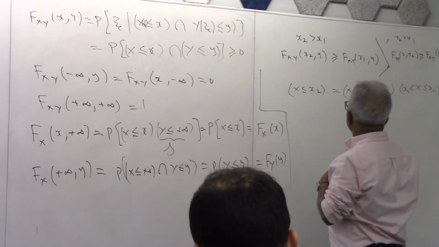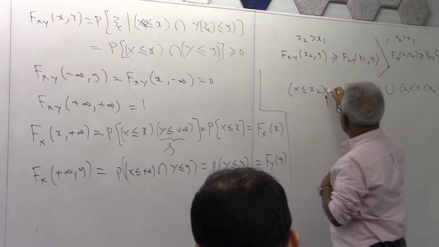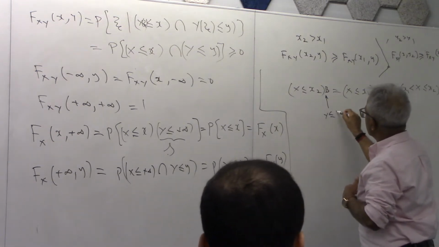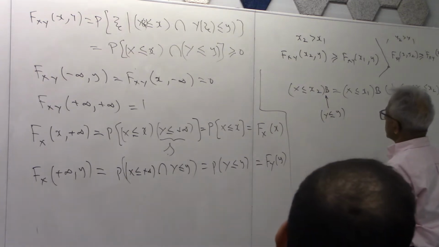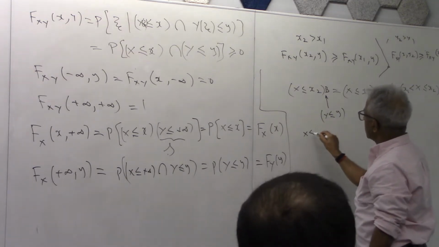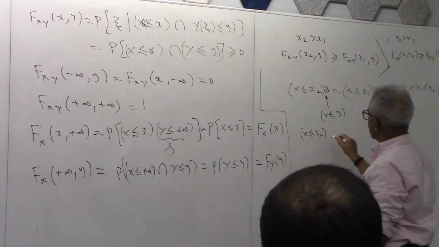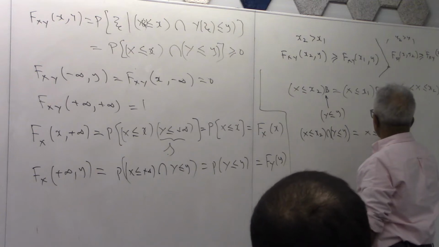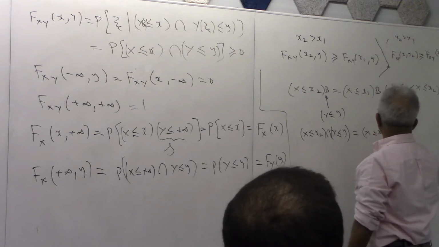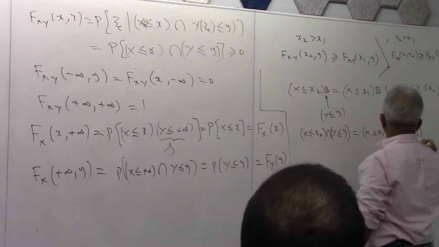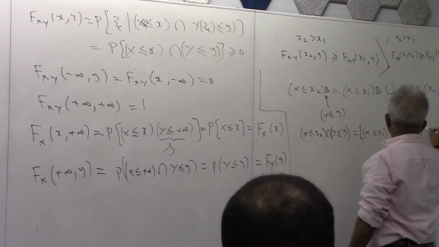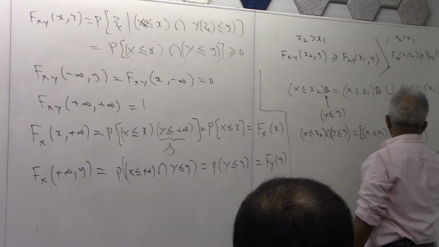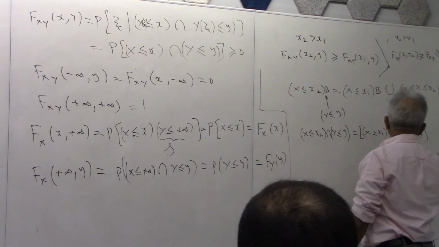So now let me take the intersection with B here. I'm going to call this B, where B is y less than or equal to y. So what do you get? Let me put it together. You get x less than or equal to x2 intersection with y less than y equals x less than x1 intersection with y less than y, union x between x1 and x2 intersection with y less than y.